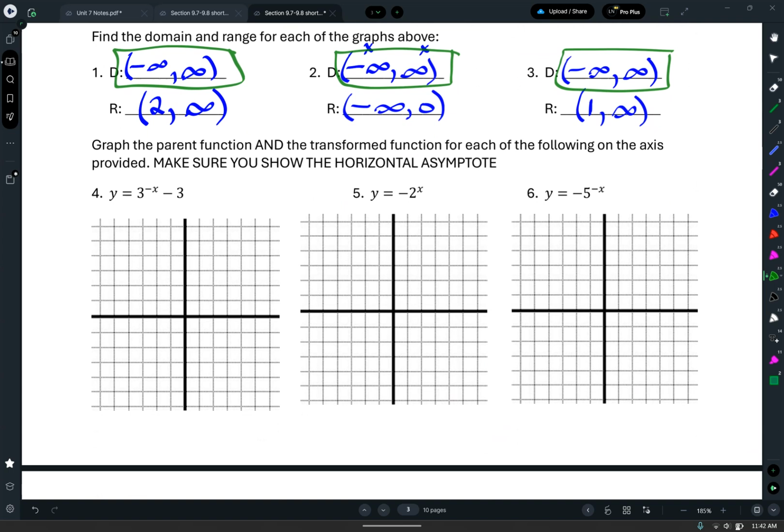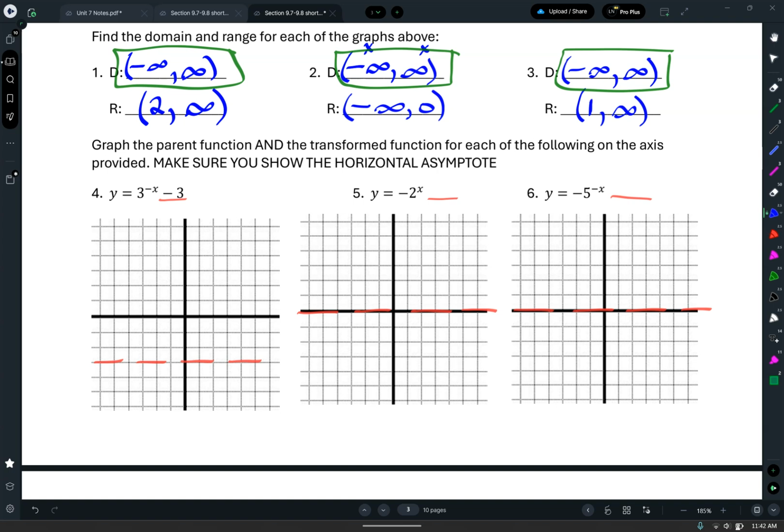Again, if I were you, I would put the horizontal asymptote on first. So because of this -3, I know there's a horizontal asymptote down here at -3. Number 5, notice there's no number out at the end, so that's how I know the horizontal asymptote is right here at 0. Again, no number at the end, so the horizontal asymptote is right here at 0. So that's how I know where my graph's going to level off.